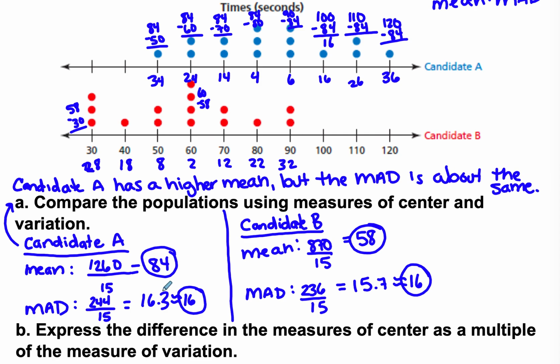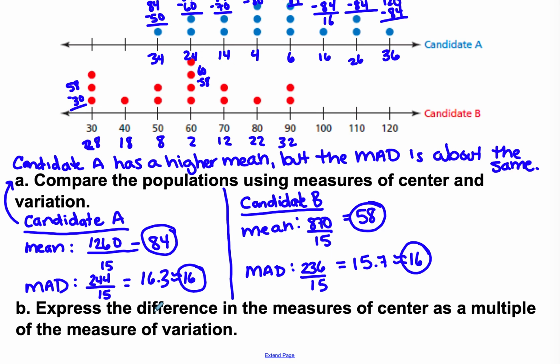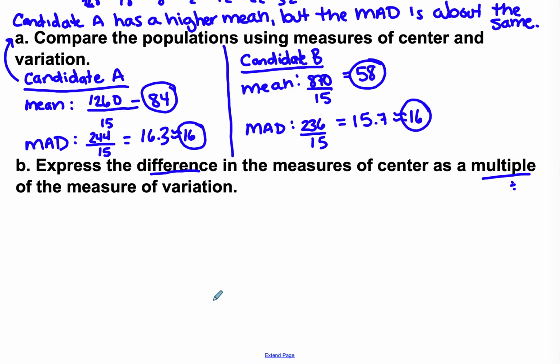Okay. Now let's take a look at B. It says express the difference in the measures of center as a multiple of the measure of variation. Difference means you subtract. Multiple means we are dividing. So here's what we are doing. We're subtracting our measures of center. So we're going to do 84 minus 58.